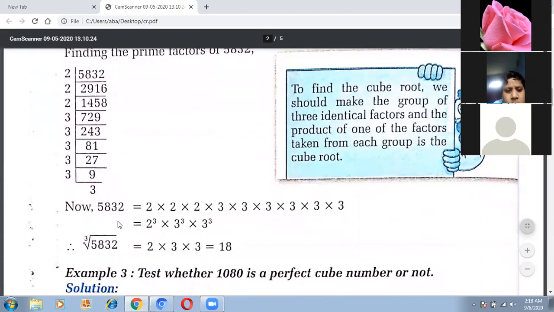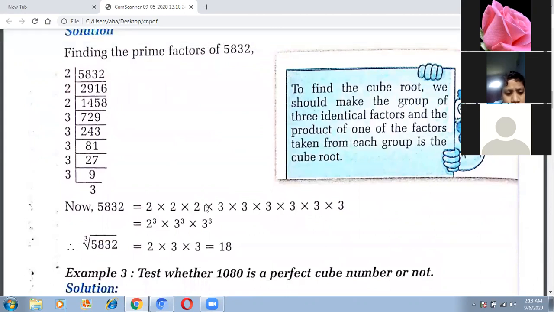After finding the prime factors, you can write the product of prime factors like this. 5832 equal to 2 into 2 into 2 into 3 into 3 into 3 into 3 into 3 into 3. Yes. Now you can make groups of 3 identical factors in the form of a cube.